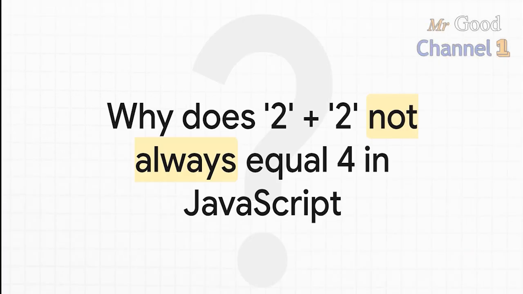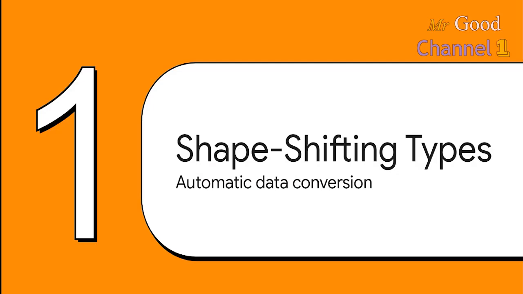All right, let's kick things off with a real classic. If I ask you what 2 plus 2 is, you're going to say 4, obviously. But in JavaScript, not always. And believe it or not, this one little question opens up one of the most fundamental concepts you absolutely need to grasp to really master the language. So, what's the secret? Well, it's all about something I like to call shape-shifting types.